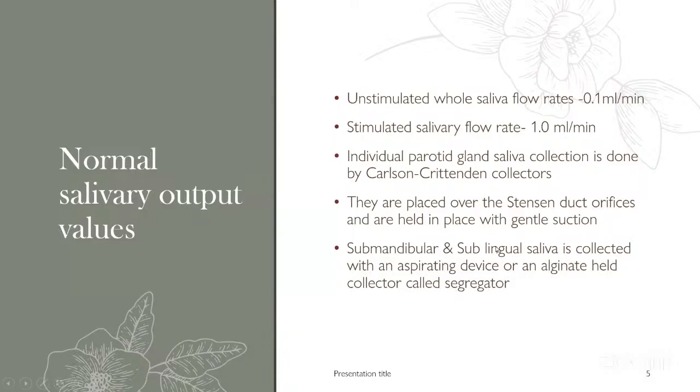So the unstimulated whole saliva flow rate is about 0.1 ml per minute. This is a normal one. And stimulated salivary flow rate is 1 ml per minute. And Carlson-Crittenden collectors are used for parotid gland saliva collection. They are placed directly over the Stenson's duct orifice and they are held in place with suction. Similarly, submandibular and sublingual saliva is collected using an alginate held collector, which is called the segregator.